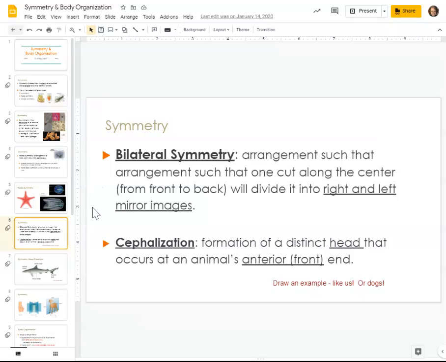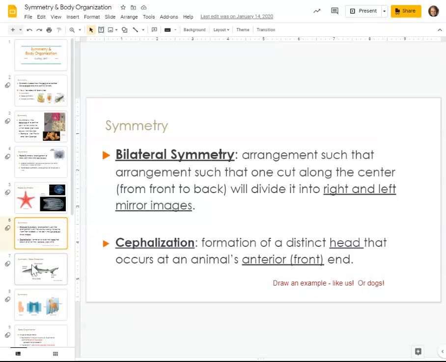Something special that we see with bilaterally symmetrical organisms is this thing called cephalization. So cephalos is a Greek word that means head. So they have a head. Some organisms we talk about will not have a head, like a jellyfish. But things that are bilaterally symmetrical have a head. So they have a head at the front end of their body, like a worm or like a dog or like we have, like a fish. So bilateral symmetry and cephalization go hand in hand.